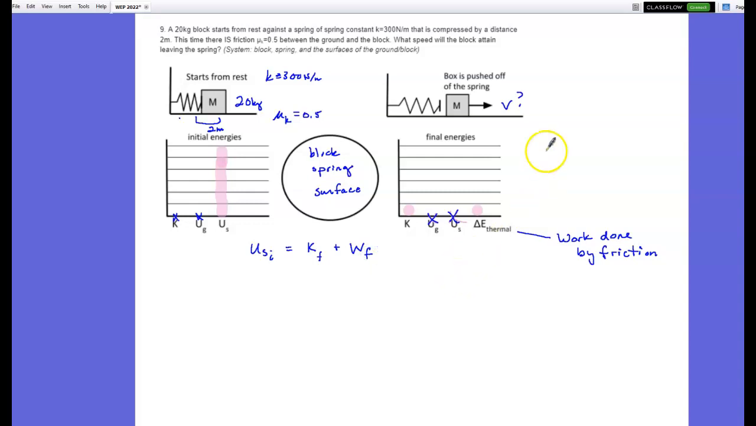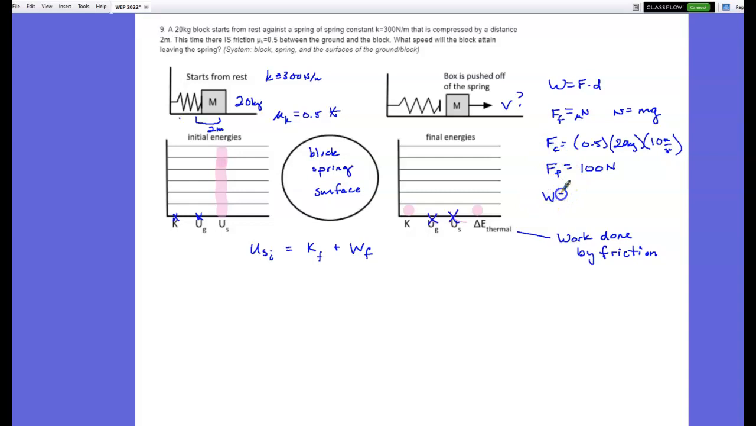And how do we calculate the work done by friction? Remember, work is force times distance, and the frictional force is the coefficient of friction times the normal force, and the normal force is going to be mg. So the frictional force is going to be 0.5 mu times normal force, which is mg, and the mass is 20 kilograms, and gravitational acceleration is 10 meters per second squared. So 1/2 times 20 is 10, times 10 is 100. So 100 newtons is my force.